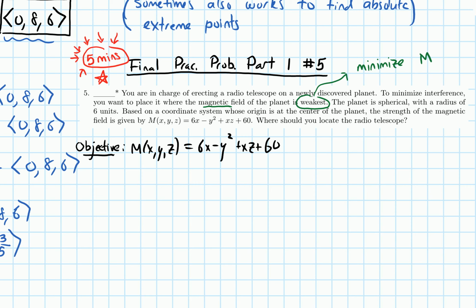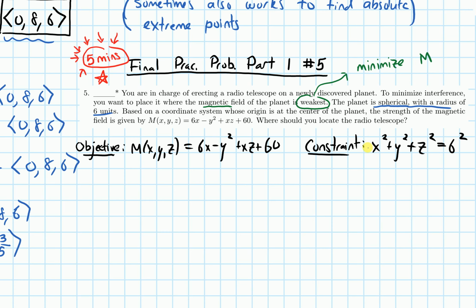And then there is also another condition. It says that this point x comma y comma z needs to be on this spherical planet. And it tells us it's a sphere with radius 6. So we also have a constraint. We are given a constraint. And it tells us where to make the origin. It says, let's make the origin be the center of the planet. Okay, so that constraint is x squared plus y squared plus z squared equals the radius squared. And radius is 6, so 6 squared.